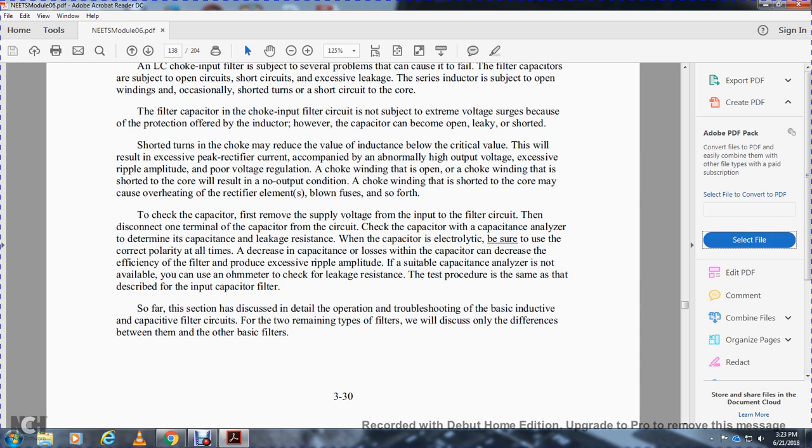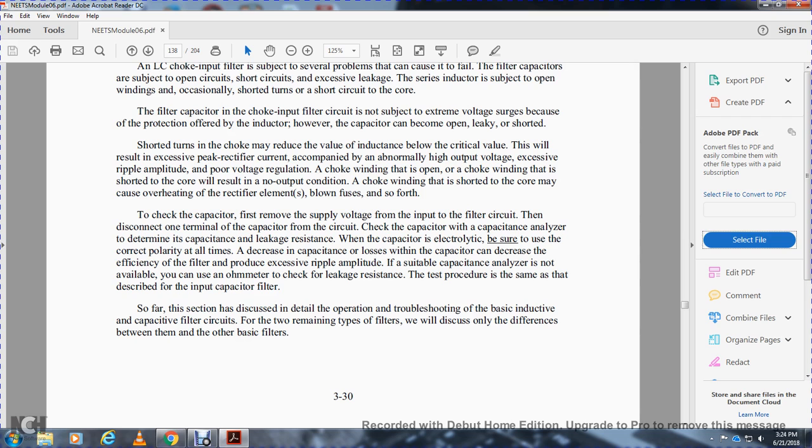To check the capacitor filters, remove the applied voltage from the filter circuit, disconnect one terminal of the capacitor from the circuit, then check the capacitor's capacity and leakage resistance, especially with the electrolytic. Be sure to observe the correct polarities at all times. Decreased capacity of the capacitor can decrease the efficiency of the filter, causing excessive ripple amplitude. If a suitable capacitance analyzer is not available, use an ohmmeter to check the leakage. The resistance test procedure is the same as described for the input capacitor filter.